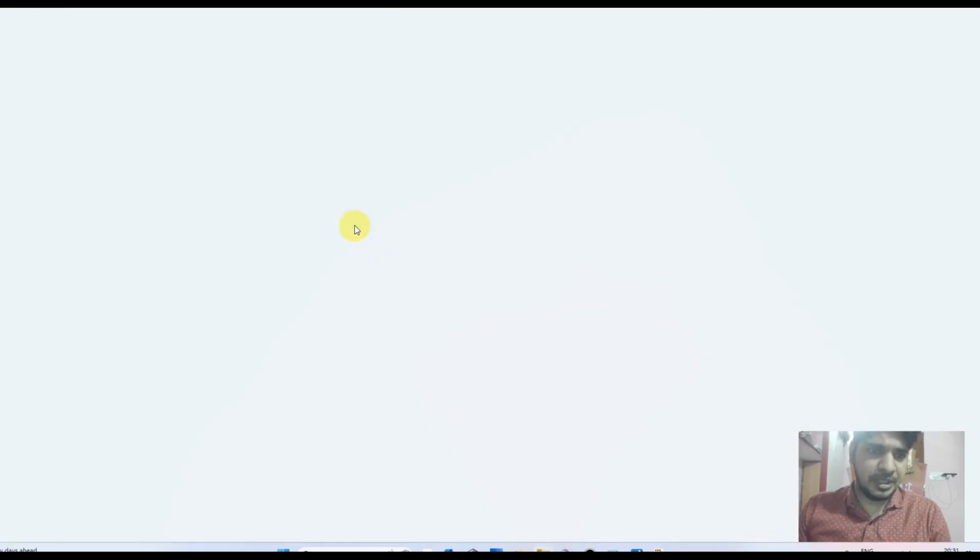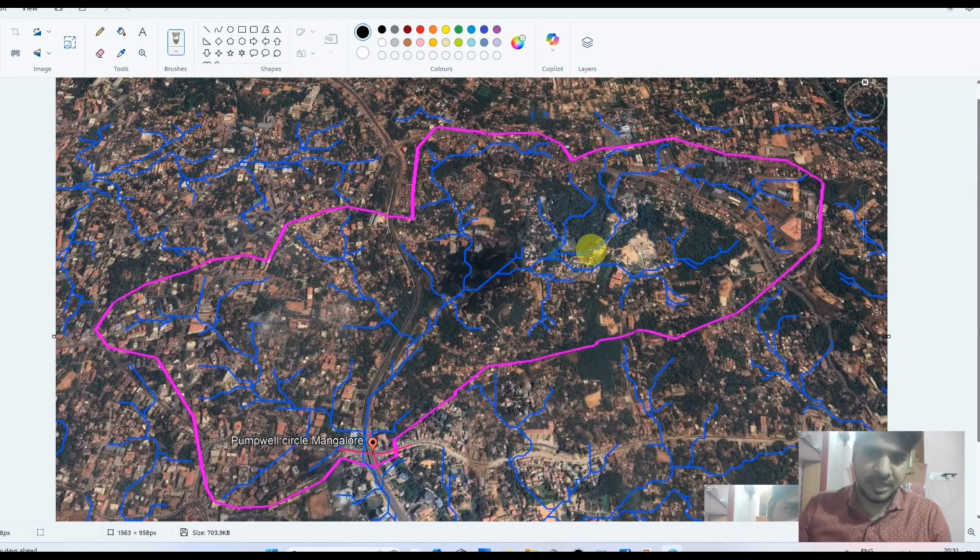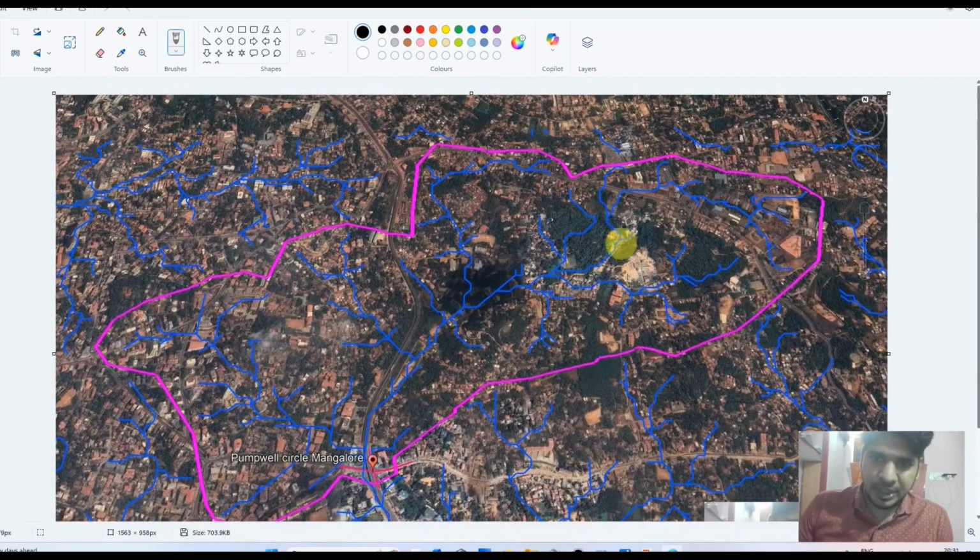Let me use Paint to explain my strategy. Wherever multiple overland drainage paths are merging, at the confluence point of these drainage paths, I can propose some ponds. So this is my first pond. If government land is available, it would be great, because the land acquisition process is very difficult in India, as a practicing engineer I can tell.